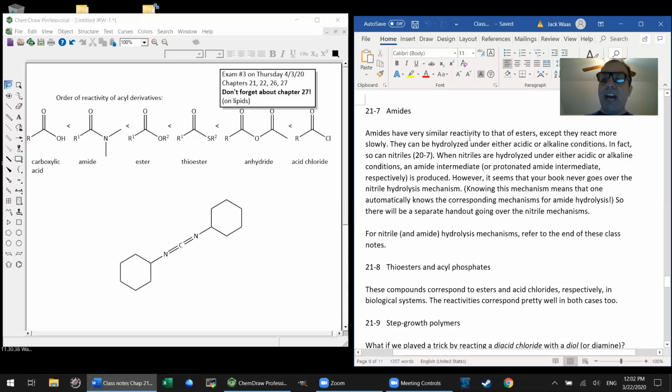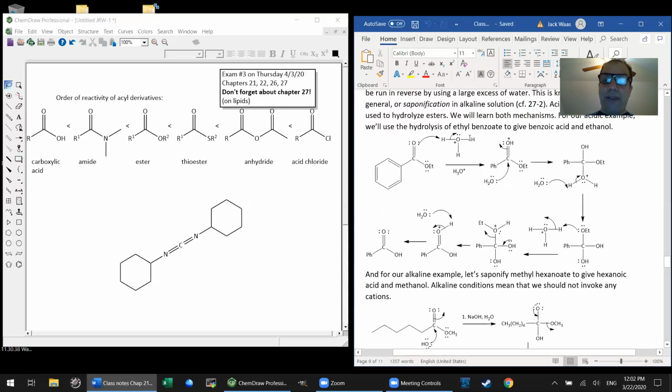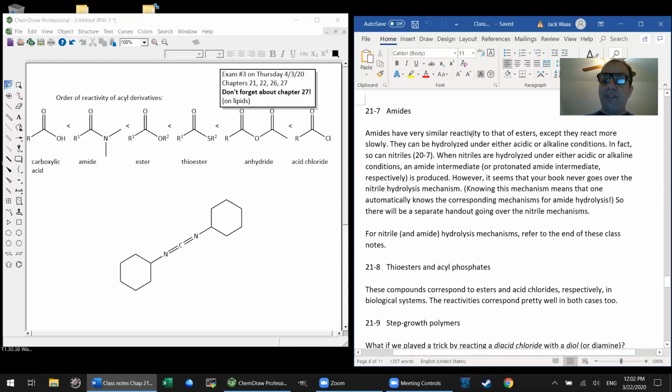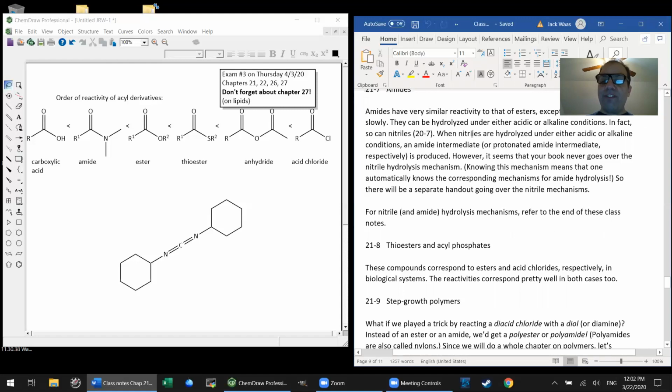Amides can also be hydrolyzed, just like esters, under either acidic or alkaline conditions. The mechanisms are very similar. But the great thing is, we're also going to get in just a few minutes to the hydrolysis of nitriles, which can also occur in either alkaline or acidic conditions. And you'll find a nice surprise when we look at the nitrile hydrolysis mechanisms, both in acidic solution and in alkaline solution, because at some point along the way of both, you essentially wind up with an amide.